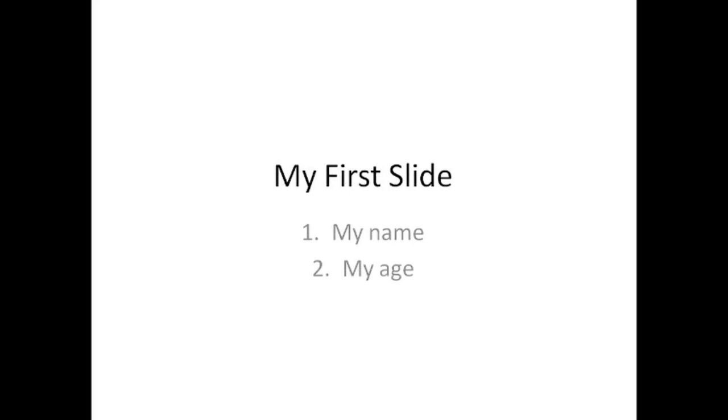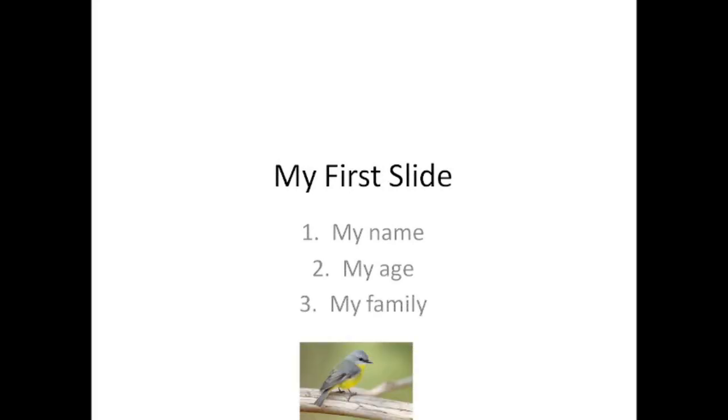So I will click from arrow key. So my title is showing, number 1, my name, my age, my family, and this is the picture. So now you can see this clickable object is showing.